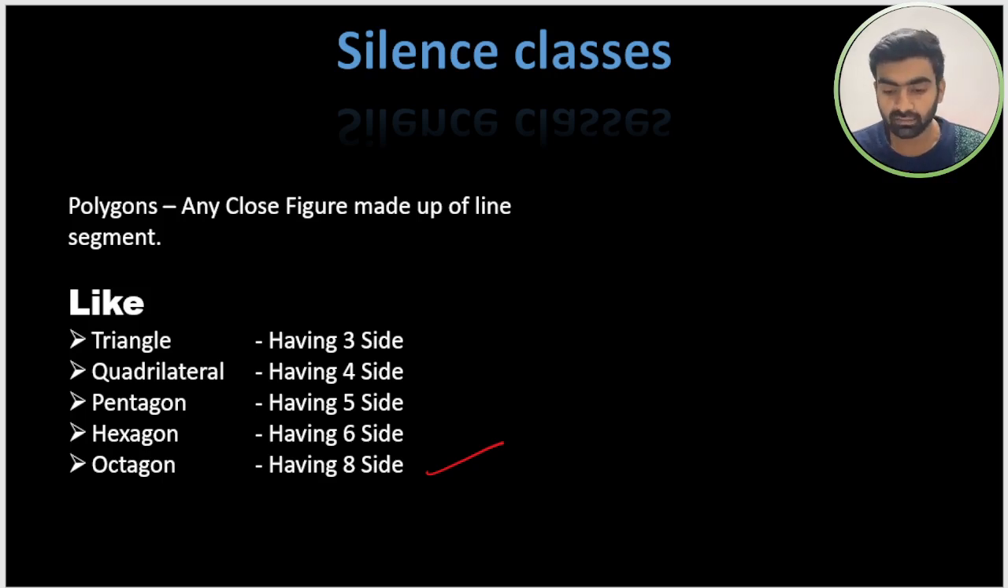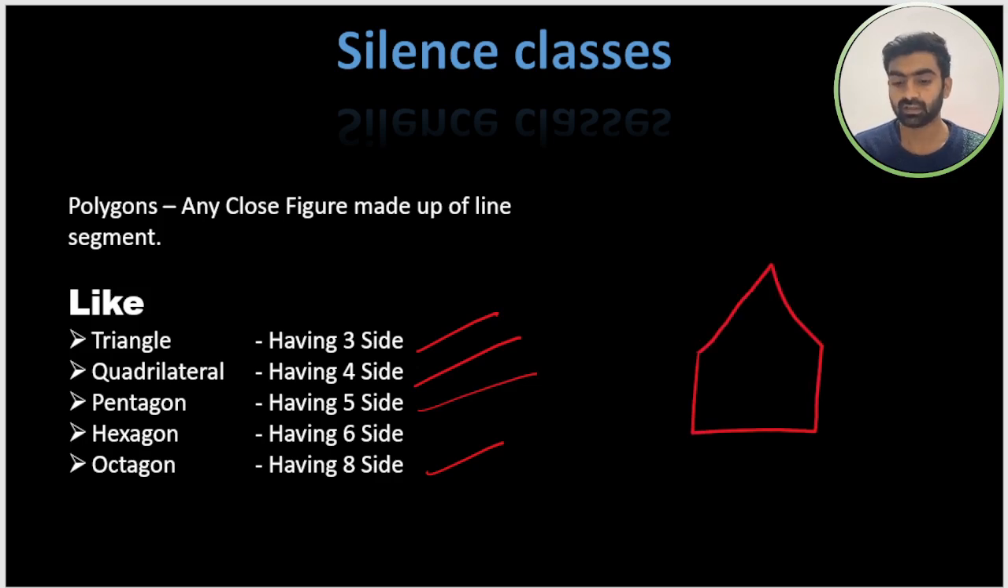So a triangle having 3 sides is a polygon. It is a closed figure made up of line segments. Quadrilaterals I have already explained. A pentagon has 5 sides, like this, 3, 4 and 5. A hexagon has 6 sides, like this, 1, 2, 3, 4, 5, 6. An octagon is like this, having 8 sides.